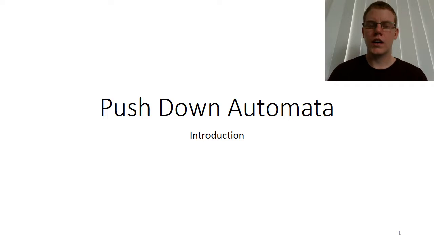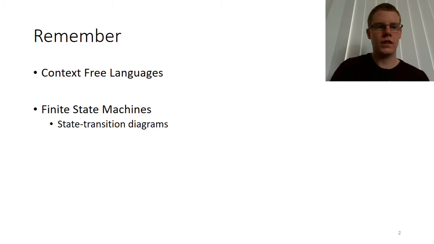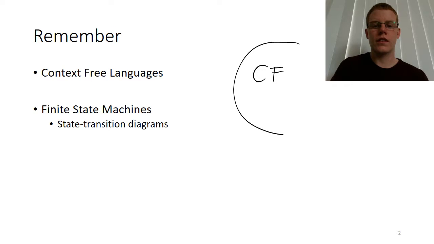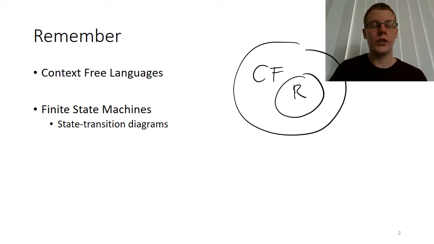Hi guys, in this video I'm going to introduce the pushdown automata, which is what we get when we give a finite state machine some memory. I need you to remember two things for this video. Firstly, that we have a set of context-free languages that includes languages which are not regular and therefore which we cannot accept using a finite state machine. And I need you to remember the finite state machine formalism, particularly how we do the state transition diagrams.